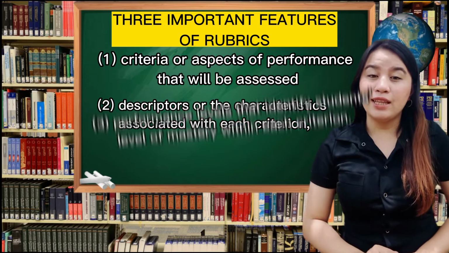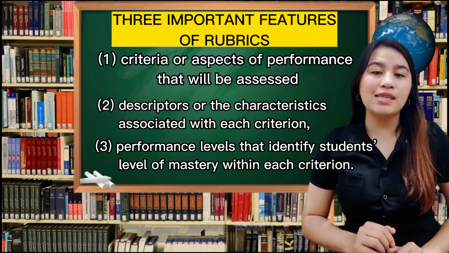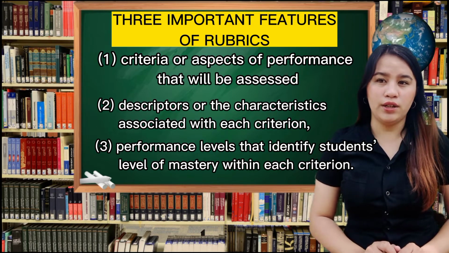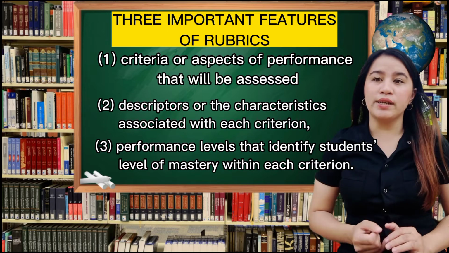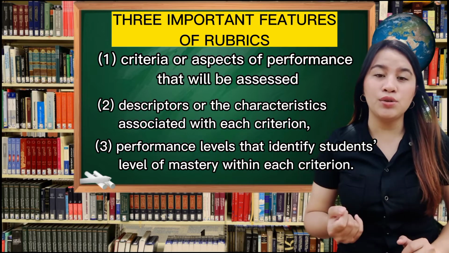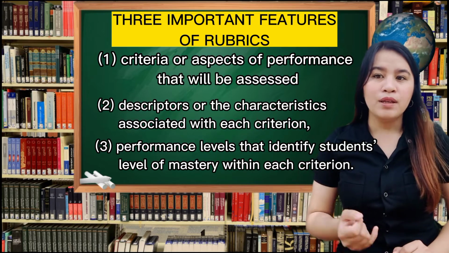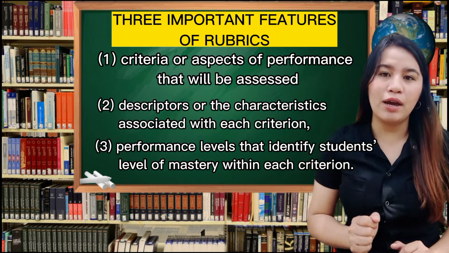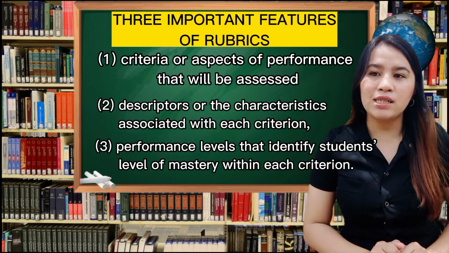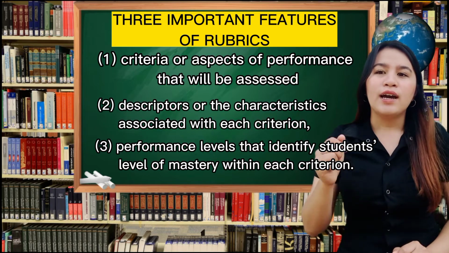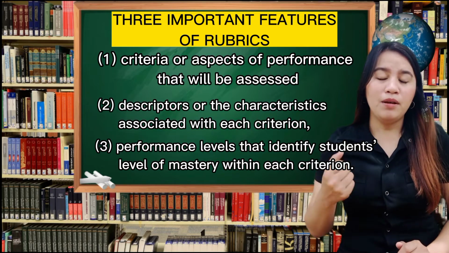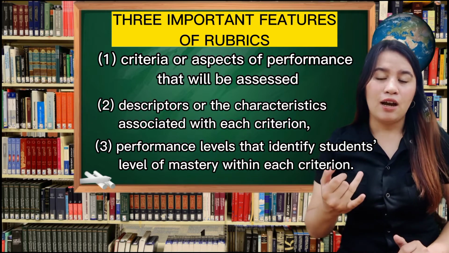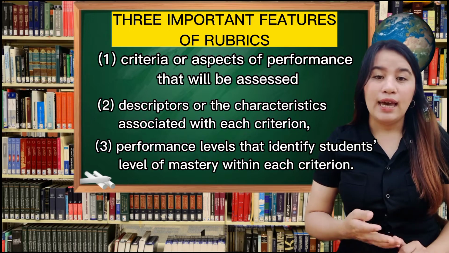Number three, or the last, is the performance level that identifies the student's mastery within each criterion. So for example, you need to have levels of mastery or scales or columns that are used to label or describe the levels of mastery. They should be tactful and clear, and commonly used labels include not meeting, approaching, meeting, and exceeding.